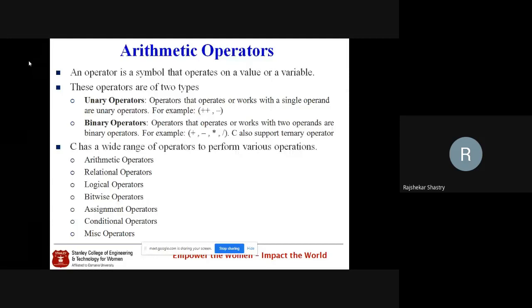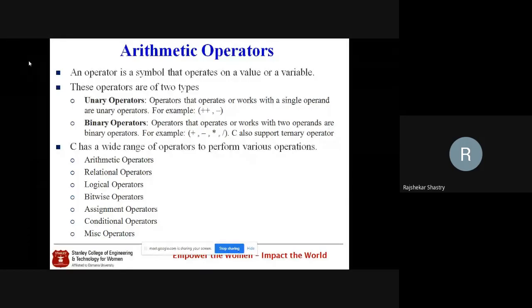And coming to the second category of operators, binary operators, where we apply these operators on two operands or between two operands. So for addition of two values or two variables, we say a plus b. Here a and b are the two variables, and between the two variables the plus sign is used. So the plus sign is now behaving like a binary operator.